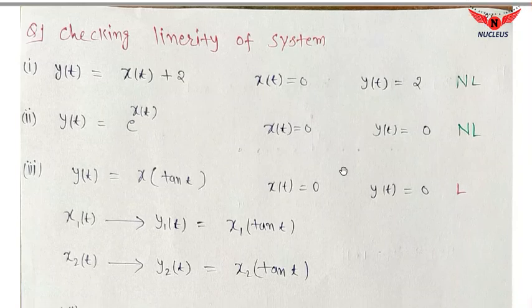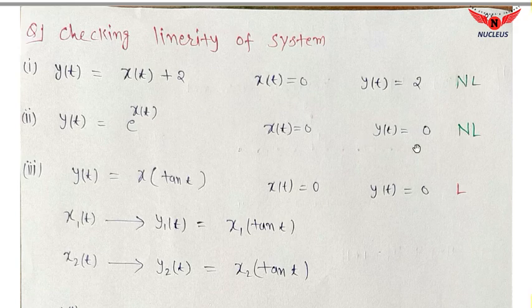Now the next question is checking the linearity of systems. The first example is yt equal to xt plus 2. This is an example of a non-linear system, because whenever xt is 0, yt is 2. For linearity, yt should be 0. So this is a non-linear function. The second example is yt equal to e to the power xt. Whenever you put xt equal to 0, yt will be 1. So this function is non-linear.